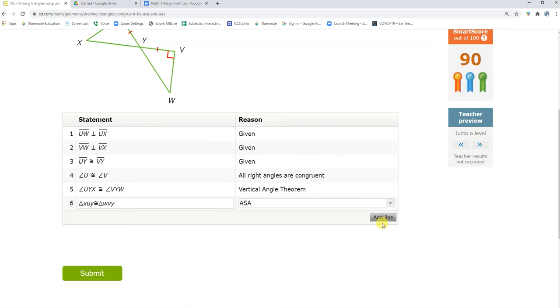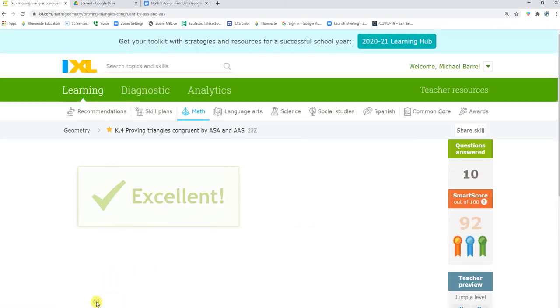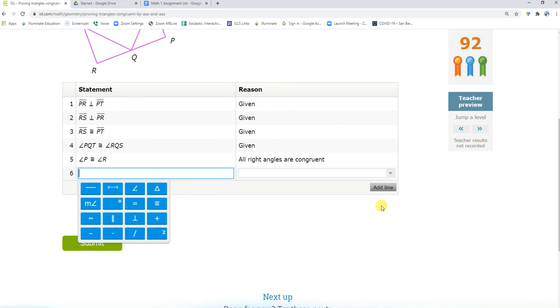Add line. Ooh. I don't know, man. I'm going to guess and go with it. I'm not going to do the add line thing.